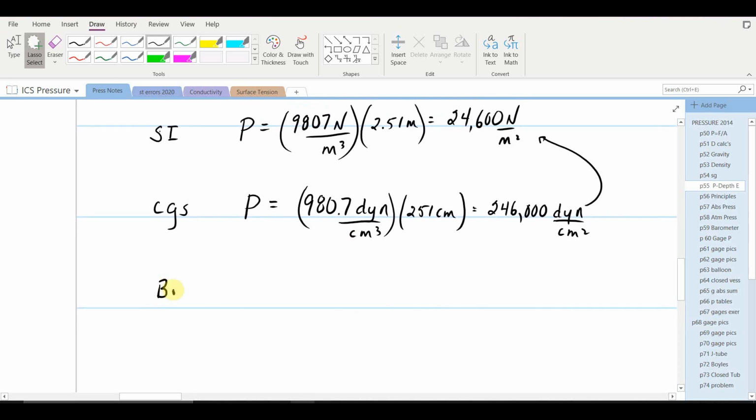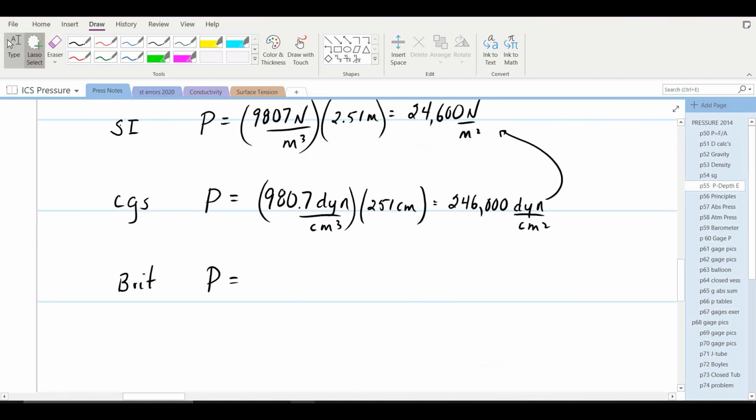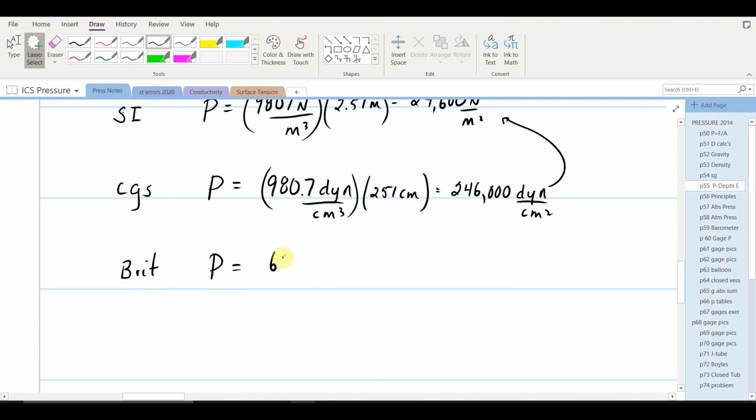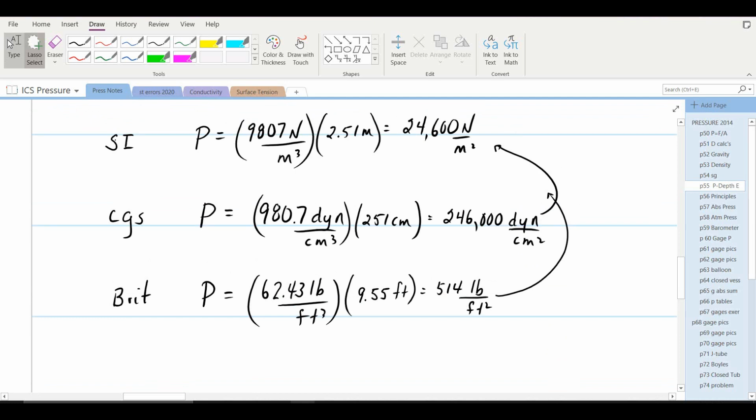One more time, let's try the British system again. P is equal to D times H. D is equal to rho times G, 1.9403 slugs per cubic feet times 32.17 pounds per slug will give us pounds per cubic feet, and that works out to be 62.43 pounds per cubic feet is the weight density of water. We worked out that this was 9.55 feet. We wind up with 514 pounds per square foot, which we also converted back to 24,600 newtons per square meter.